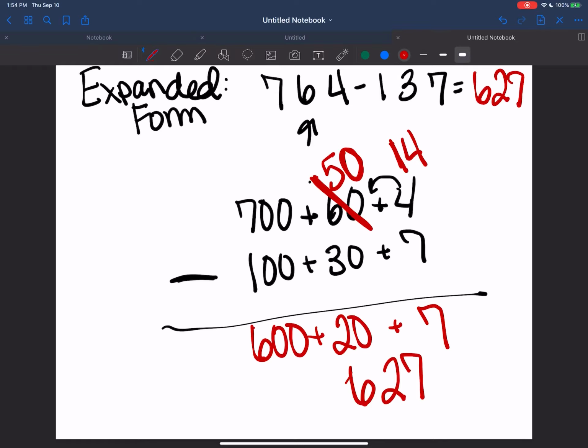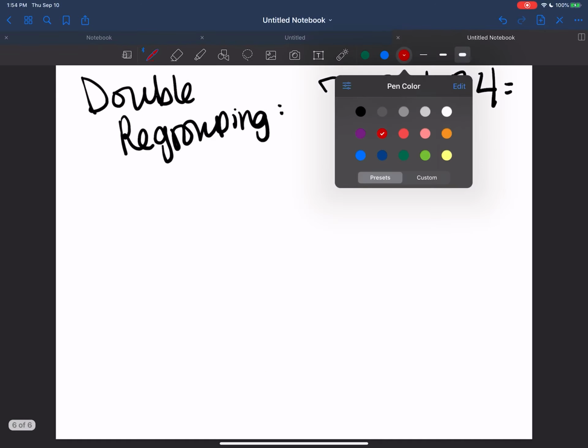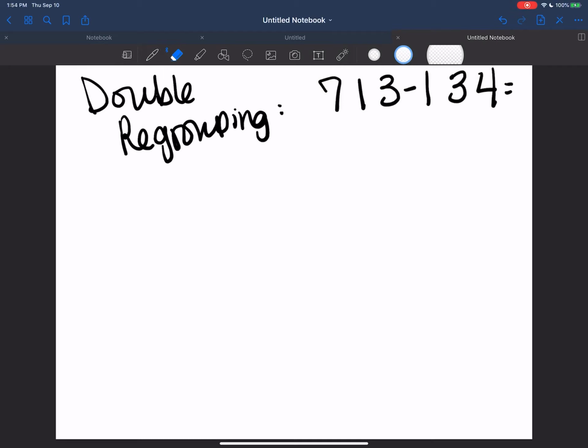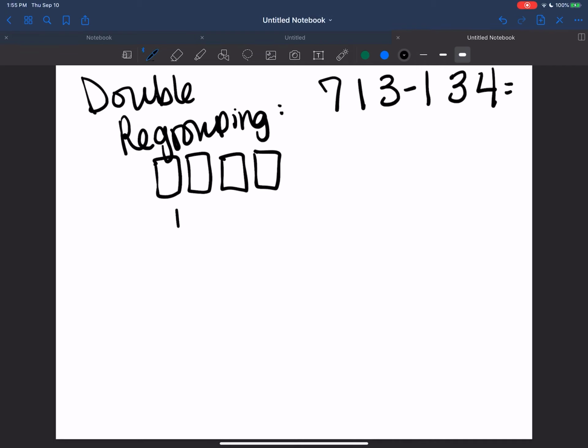Write this in standard form, 627. Now, before we go, I do want to show you a double regrouping problem, only with the base tens because I know that's what many of us are comfortable with using. So remember, I'm going to model out my bigger number, so 700s, 10s, and 3 ones.